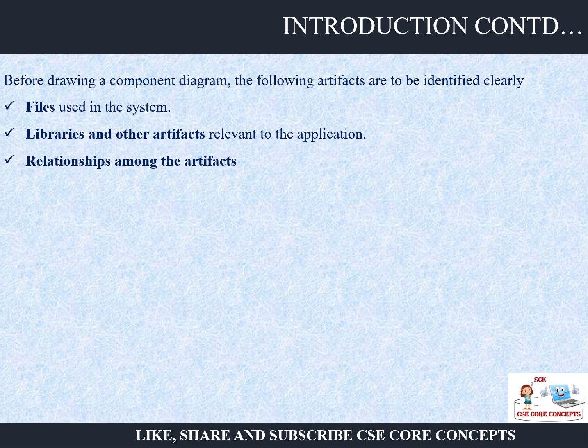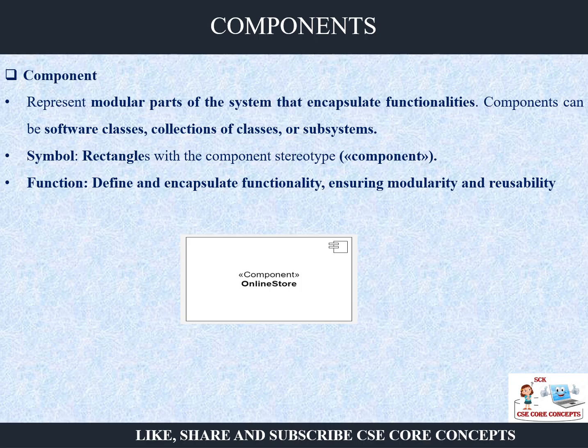Before drawing a component diagram, we have to identify certain artifacts. Artifacts means the files. Which are the files used in the system? Which are the libraries and other artifacts, executables or packages relevant to the application, and you should understand the relationship among them. So let us first understand the key components of the component diagram.